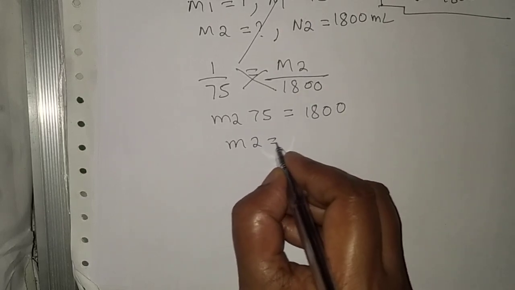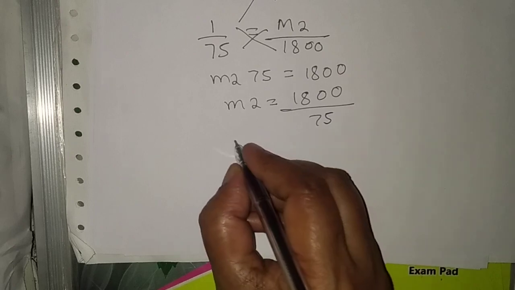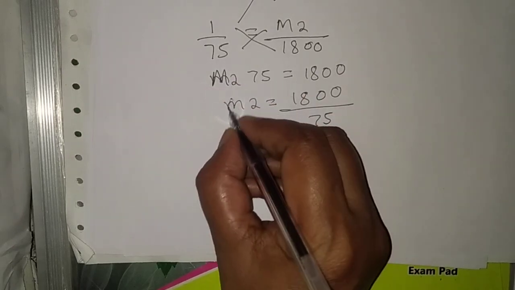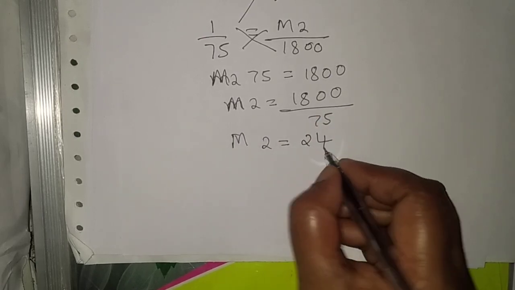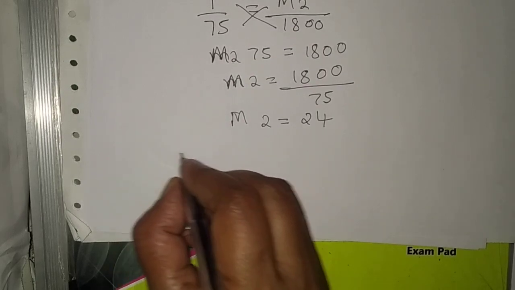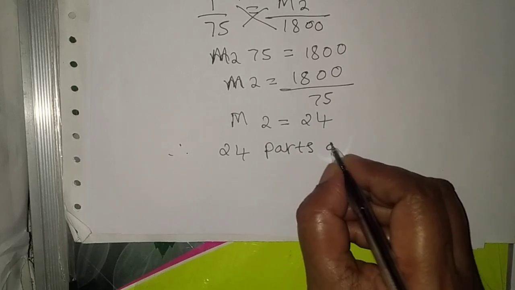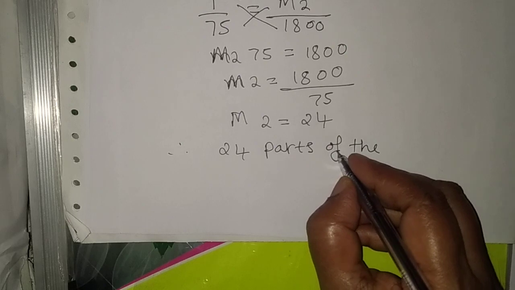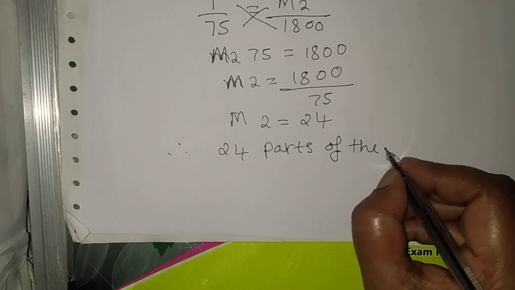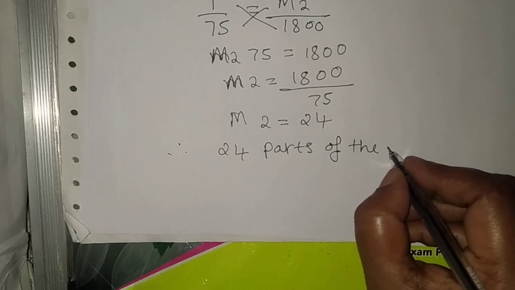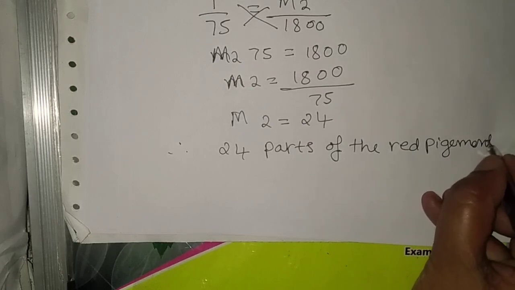So m2 is equal to 1800 by 75. Therefore m2 we will get 24. Simplify this, we'll get 24 as the answer. Therefore finally what we write, 24 parts of red pigment. There in the second question we found the base, but here we have to find out the number of parts of red pigment mixed with the base.